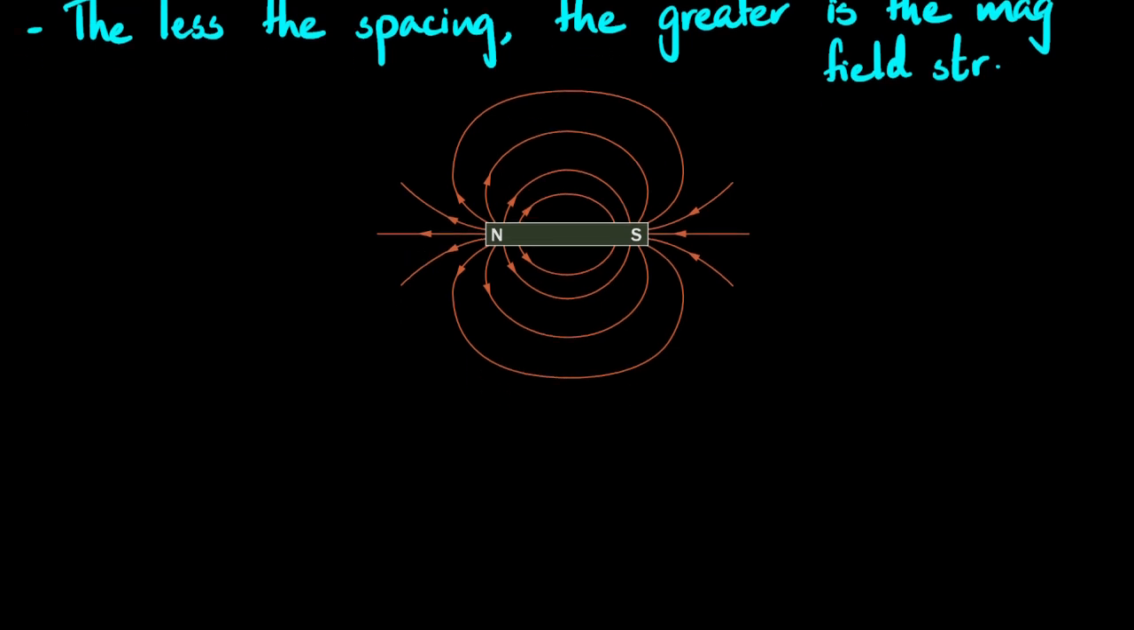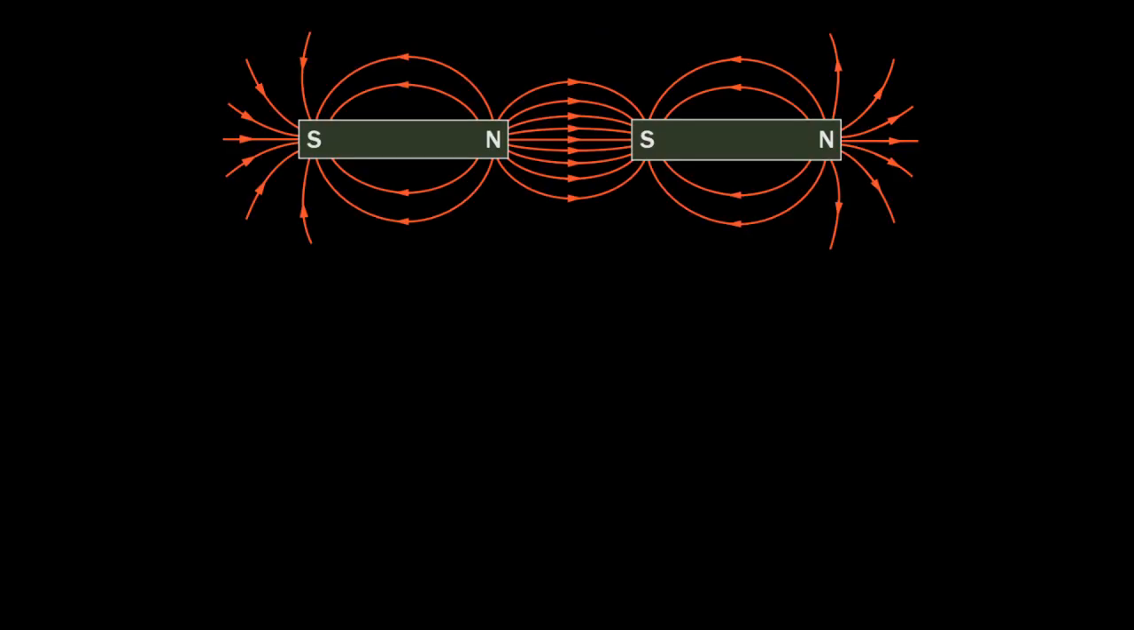So now let's have a look at some common magnetic field patterns between different arrangements of the poles. So if we want to draw the field patterns between magnets which are placed like this, so that you have north and south poles which are closer to one another.